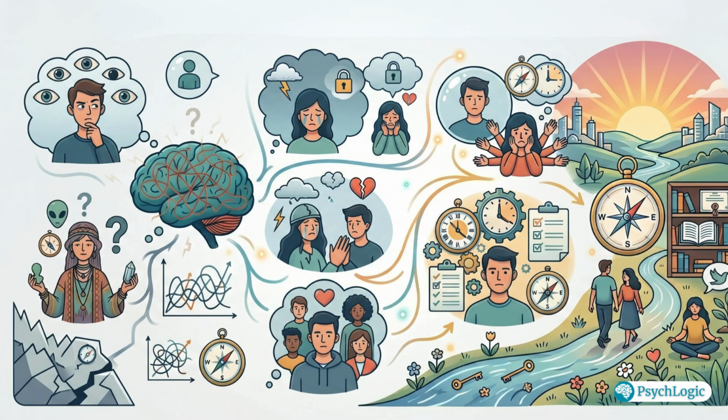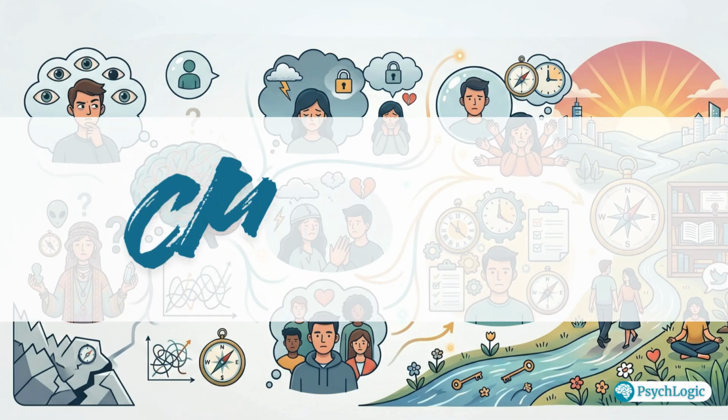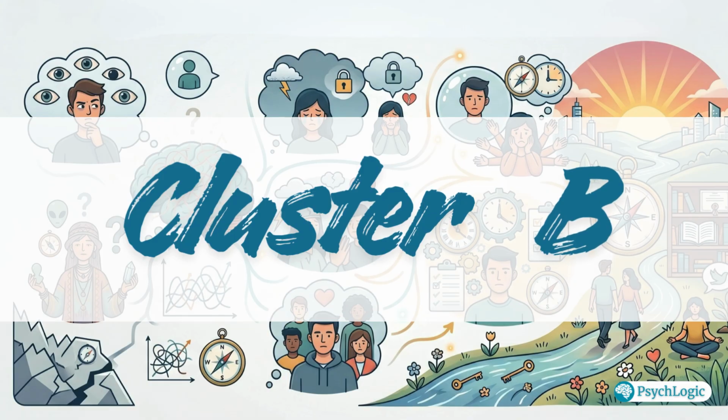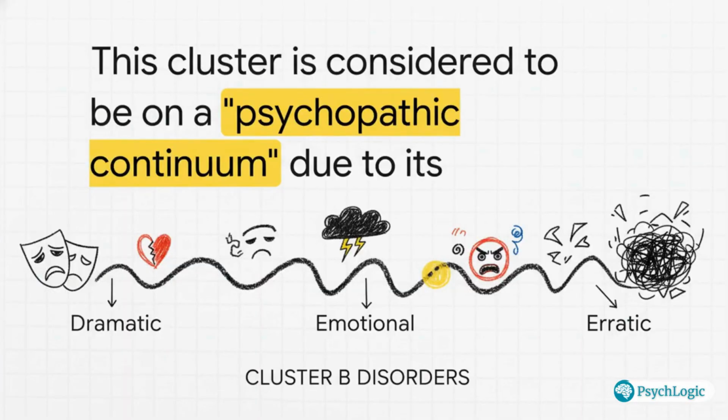Now, to really get a handle on this, let's put one of these clusters under the microscope. We're going to zoom right in on Cluster B. That's the one described as dramatic, emotional, and erratic. Our textbook uses a pretty powerful phrase for this group. It says these disorders exist on a psychopathic continuum. Now, that's a heavy term, but it really speaks to the core features you see here. Behaviors that can be incredibly intense, often unstable, and highly unpredictable.